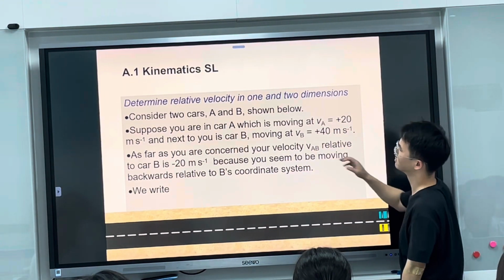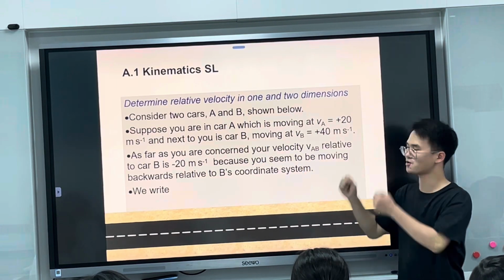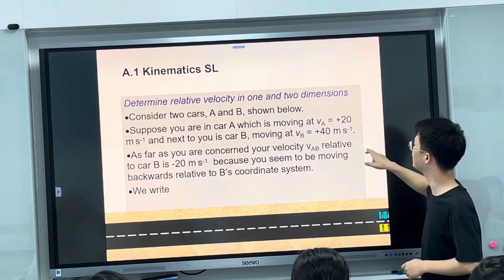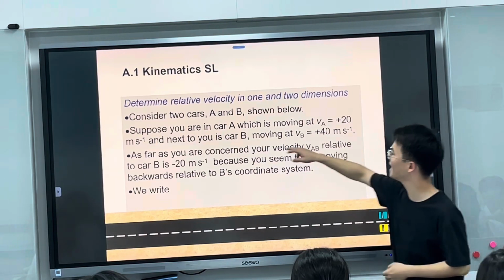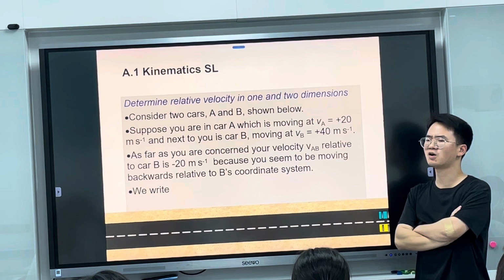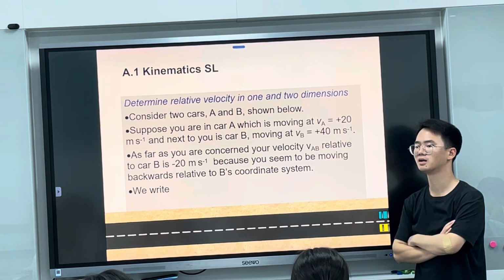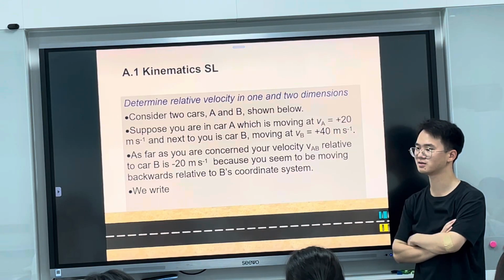Let's look at this scenario. Consider two cars A and B. Suppose you're in car A. You're driving in car A, which is moving in the positive direction at 20. And next to you is car B, moving at positive 40. So from your own perspective, what's the velocity of car B? In which direction?